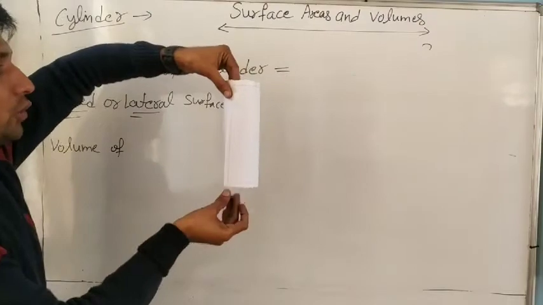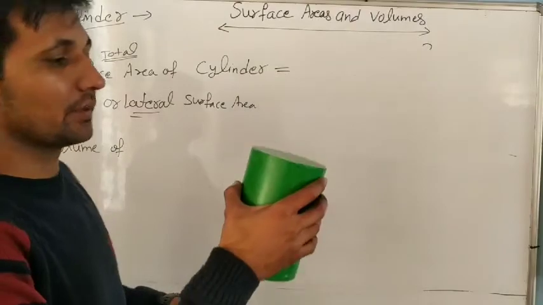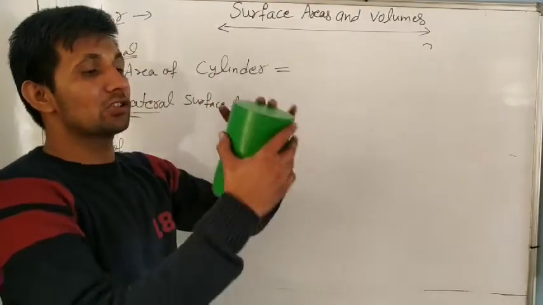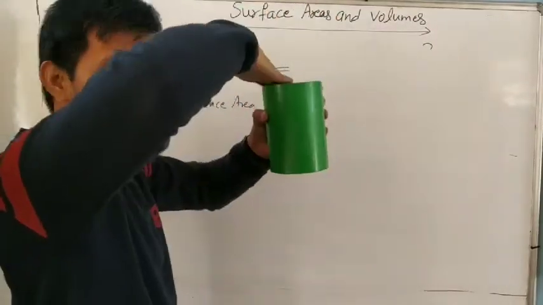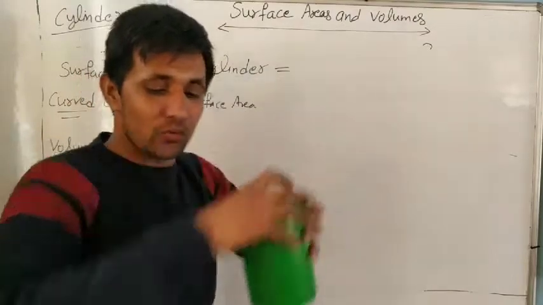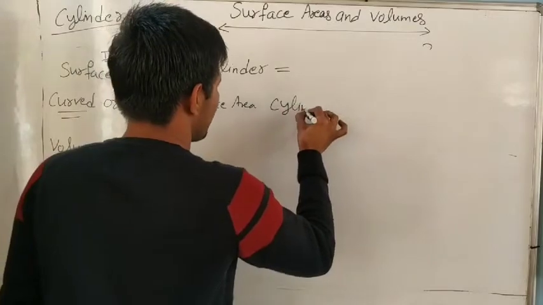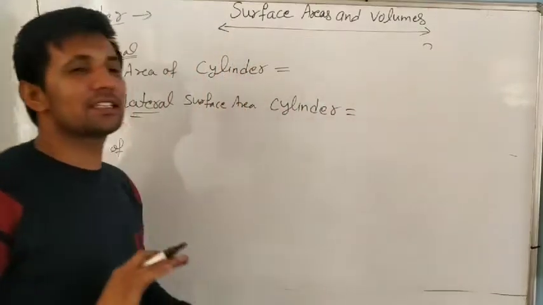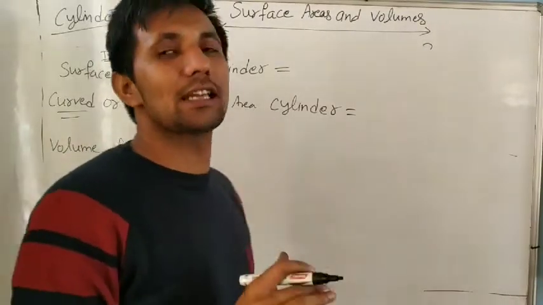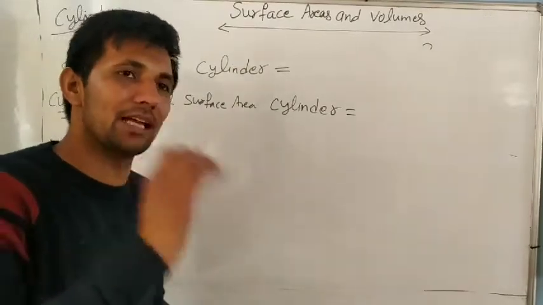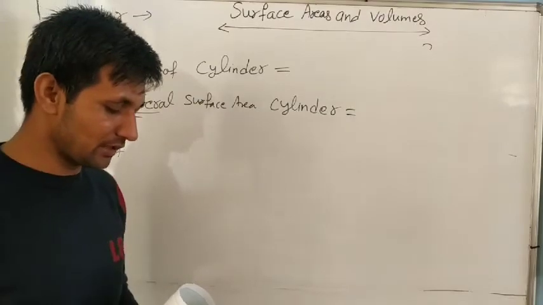And if you want to find total surface area, what is total surface area? The curved surface area is only the curved outer side, and the total also includes the base and top area. First we are finding the curved surface area only of the cylinder. If you understand curved surface area, you can find total surface area easily. Total surface area is curved surface area plus top and base. So now the curved surface area of this cylinder is this one.